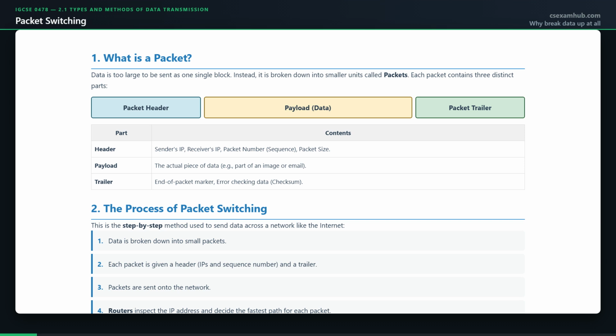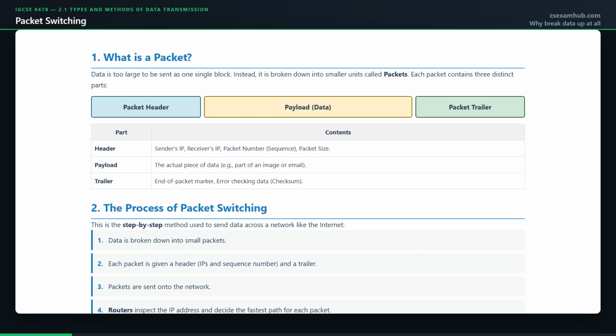If a single large message traveled as one block, it would occupy an entire route for as long as it took to get there, and everything else would wait. Worse, if any part of it were corrupted, the whole thing would have to be sent again. Breaking it up solves both problems. Many messages can share the same links by interleaving their packets, and if one packet is damaged, only that packet is resent, not the entire file.